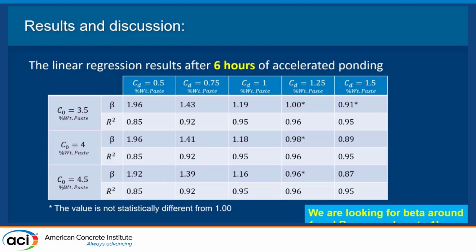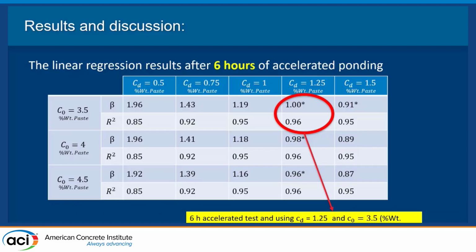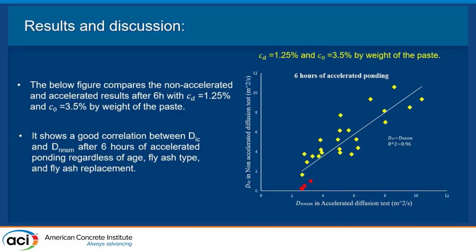This table shows the results of 6 hours of accelerated testing on all of those mixtures that I talked about. We changed C0 from 3.5 to 4.5, and we changed CD from 0.5 to 1.5. As you can see here, the closest number to 1 happens when we had CD equal to 1.25 and C0 equal to 3.5. The beta is 1 and the R-square is 0.96. Then we use those numbers, 1.25 and 3.5.